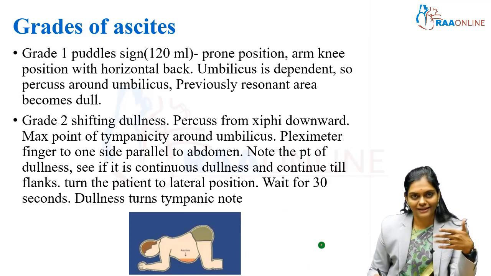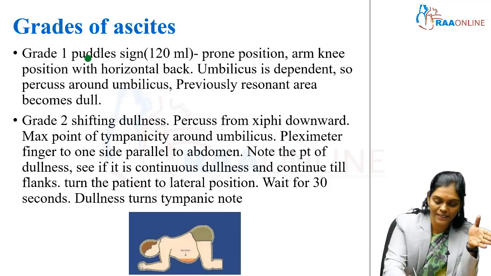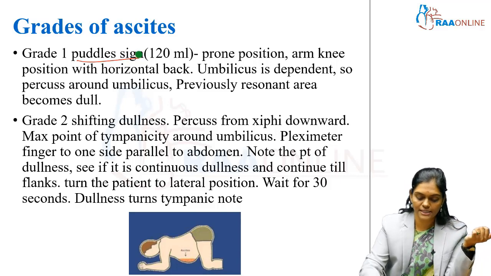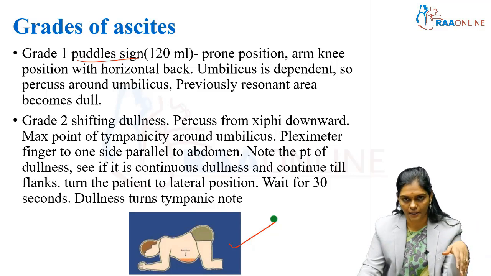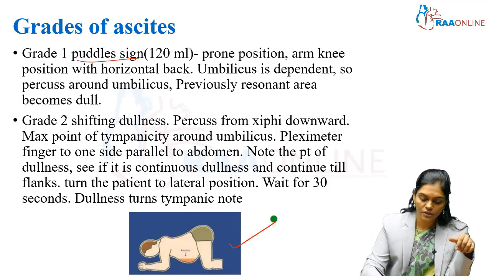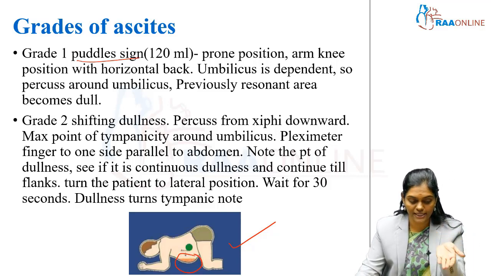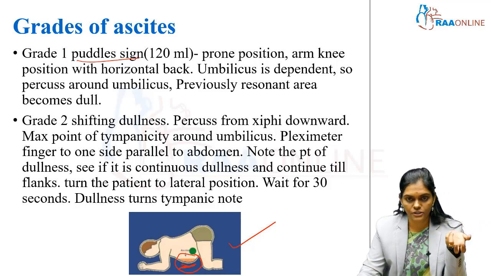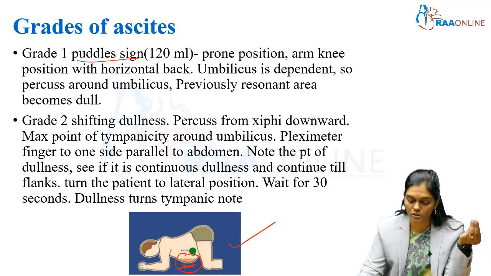So next we will go on to the grades of ascites. So what is grade 1? Grade 1 is puddle sign. We don't use it anymore because it's slightly embarrassing for the patient and difficult to put the patient in this position. This is the arm-knee position with a horizontal back. This is the position for puddle sign. So now which portion is dependent? The umbilicus becomes the dependent portion and the fluid gets collected in the umbilicus. Now if you percuss here, the patient is going to have a dull note because there is fluid there. This is called puddle sign. It is said to pick up 120 ml of fluid also.